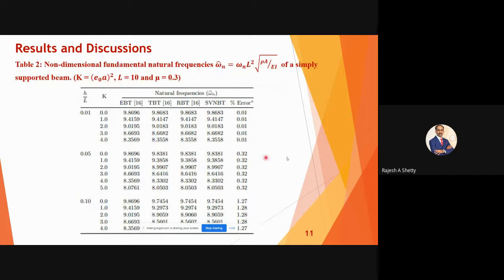Similarly, we have the results for frequencies. Here also we have the Euler-Bernoulli, Timoshenko and Reddy beam theory and this present theory results. And these errors are with respect to the Euler-Bernoulli beam theory frequencies. So all the other Timoshenko, Reddy and this theory results are matching. Only Euler-Bernoulli frequencies are deviating.